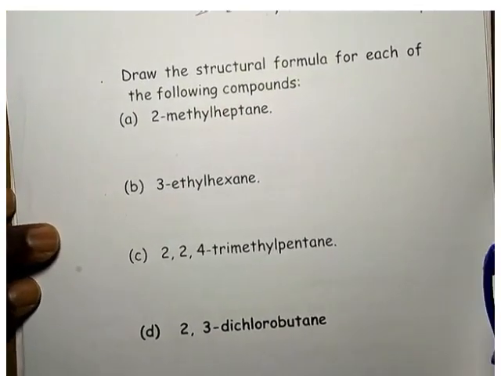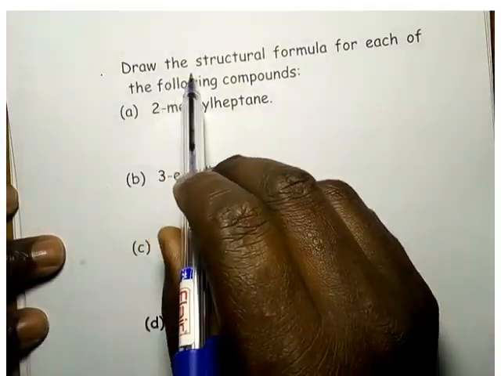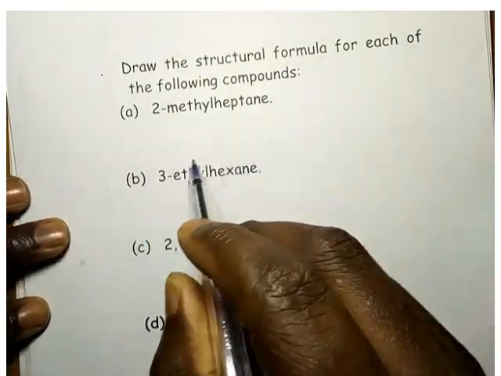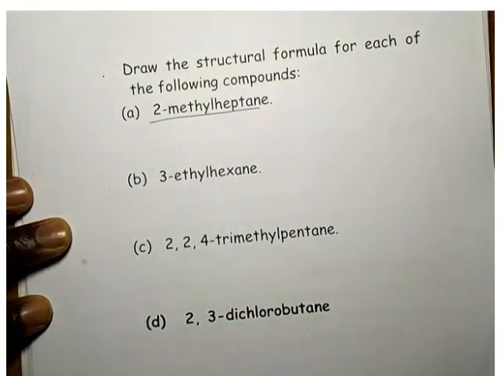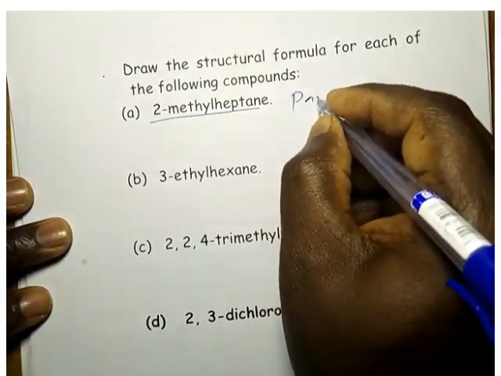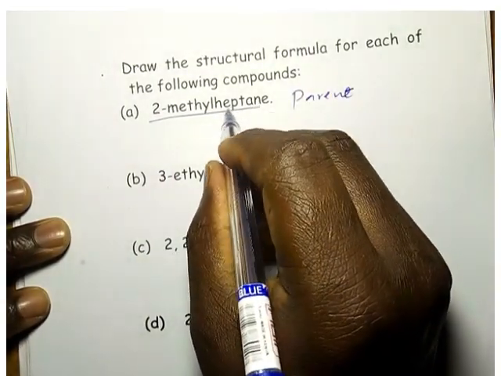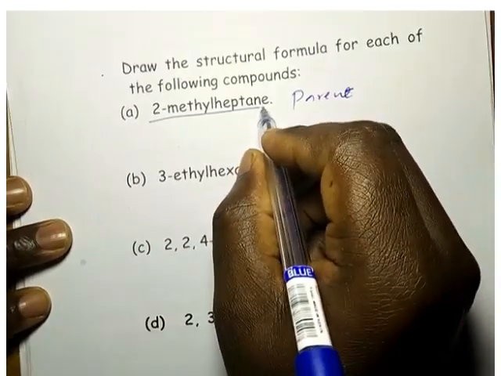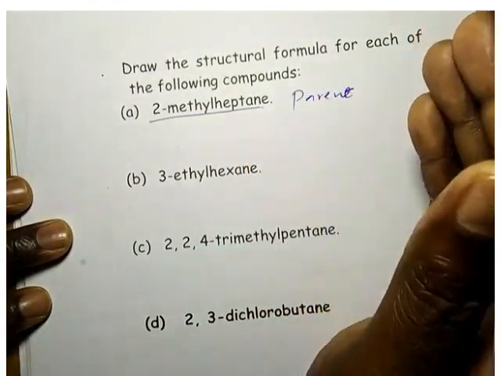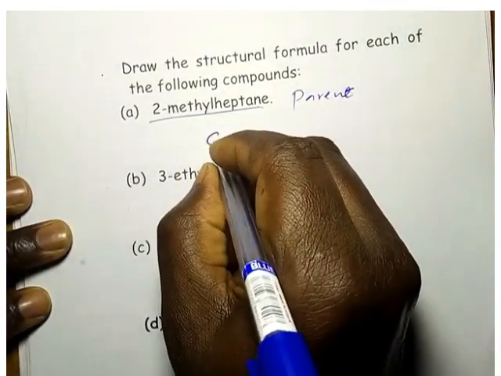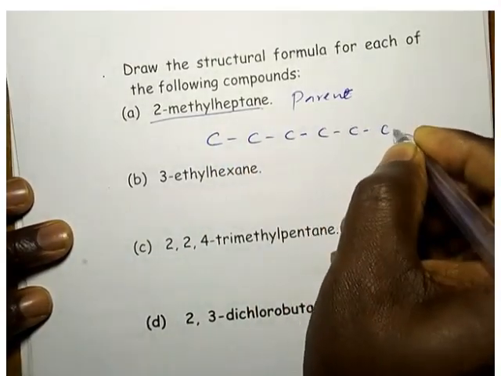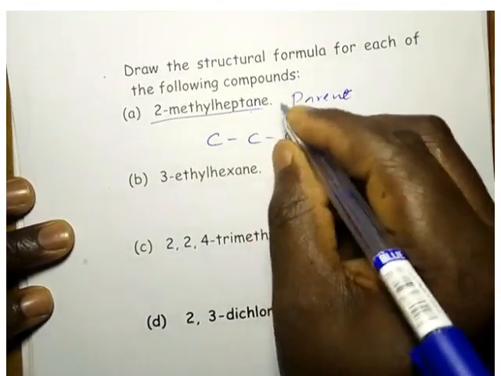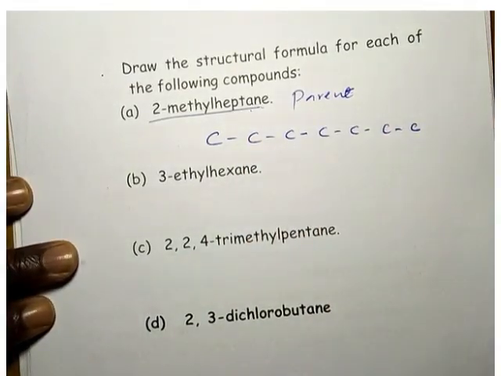Let me quickly take you through how to draw structures. Draw the structural formula for each of the following. You have been given the name and you are required to draw the structure. Here you start with the parent name. The parent name here is heptane. Heptane means 7 carbon atoms, so you write 1, 2, 3, 4, 5, 6, 7.